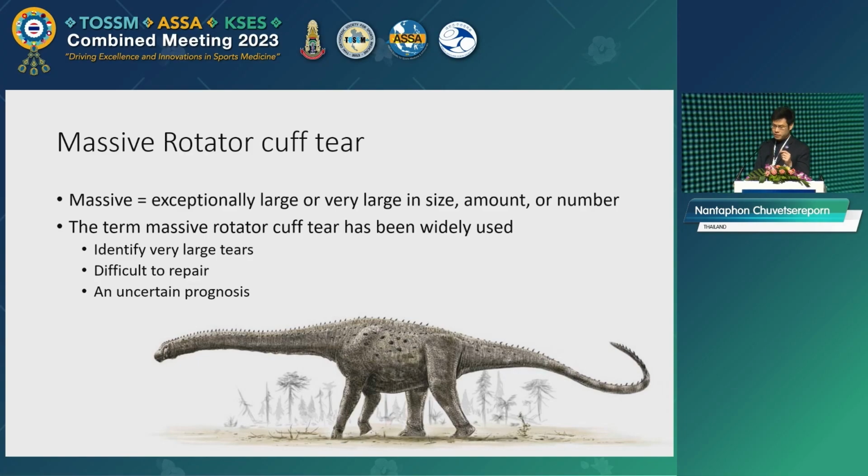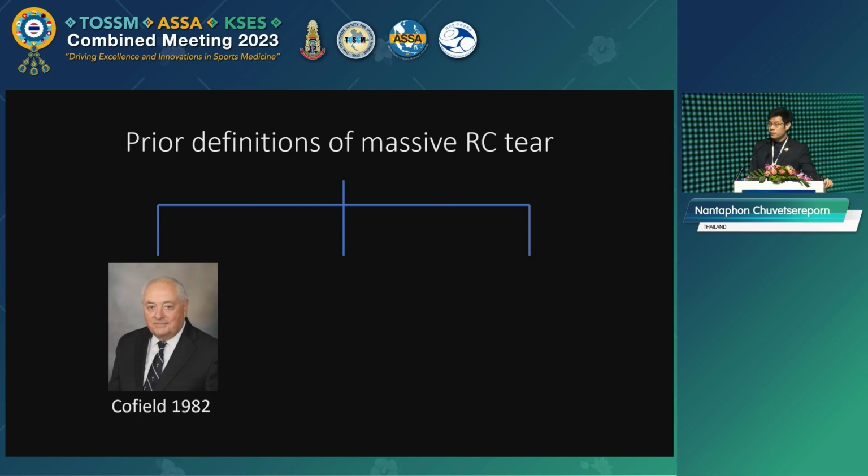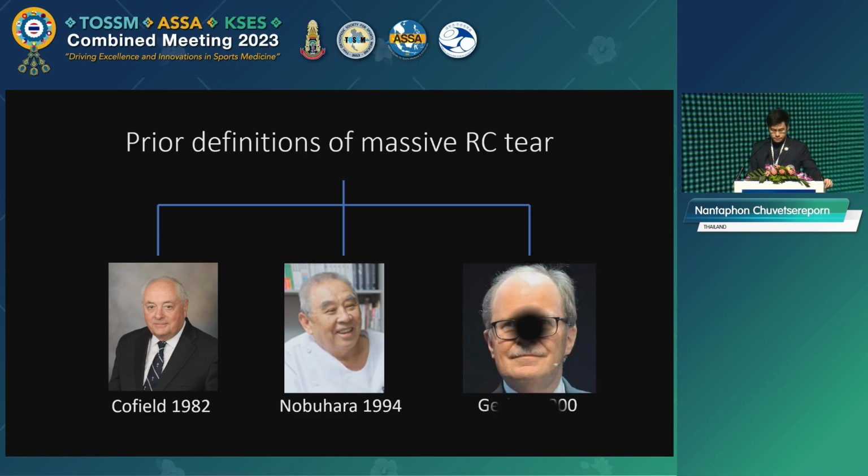From Cambridge Dictionary, the word massive means very large in size, amount, and number. So we use the term massive rotator cuff tear to identify a very large tear that is difficult to repair and has an uncertain prognosis. In the past, there were 3 definitions of massive rotator cuff tear: from Caulfield, 1982, Nobuhara, 1994, to Gerber in 2000.